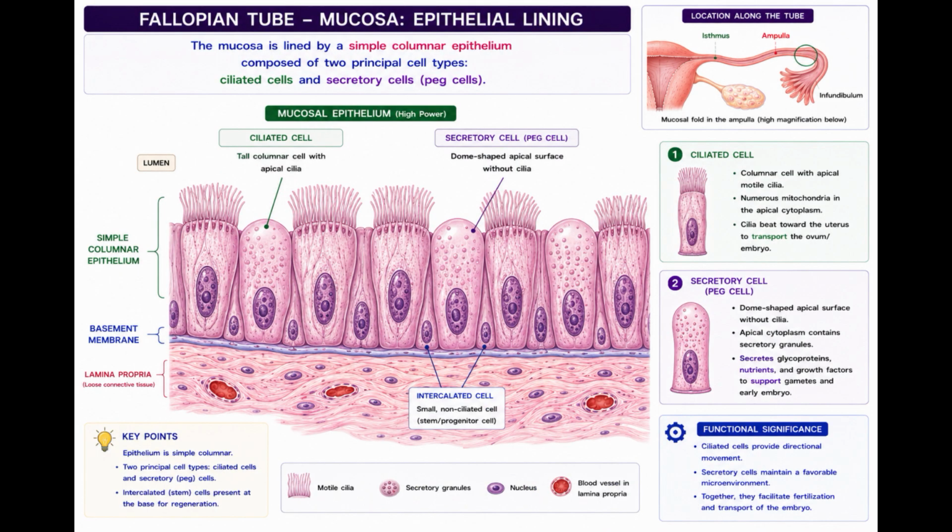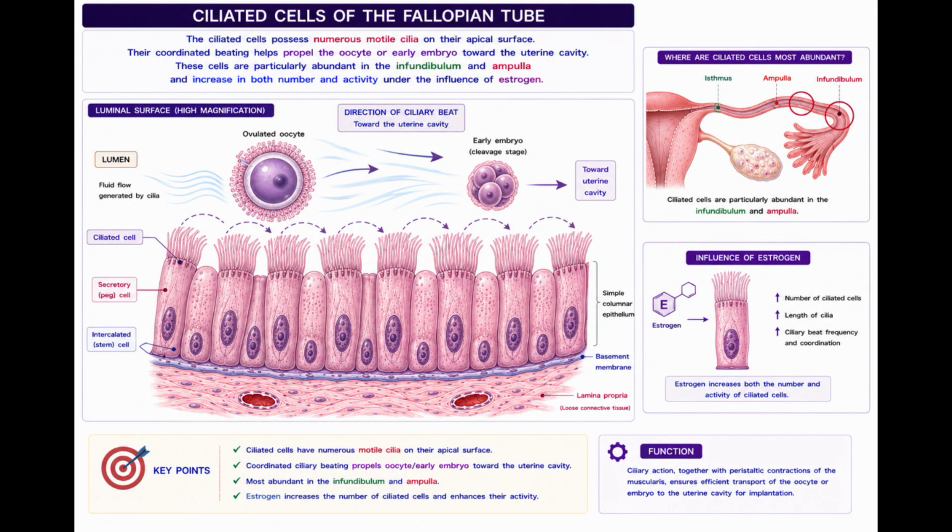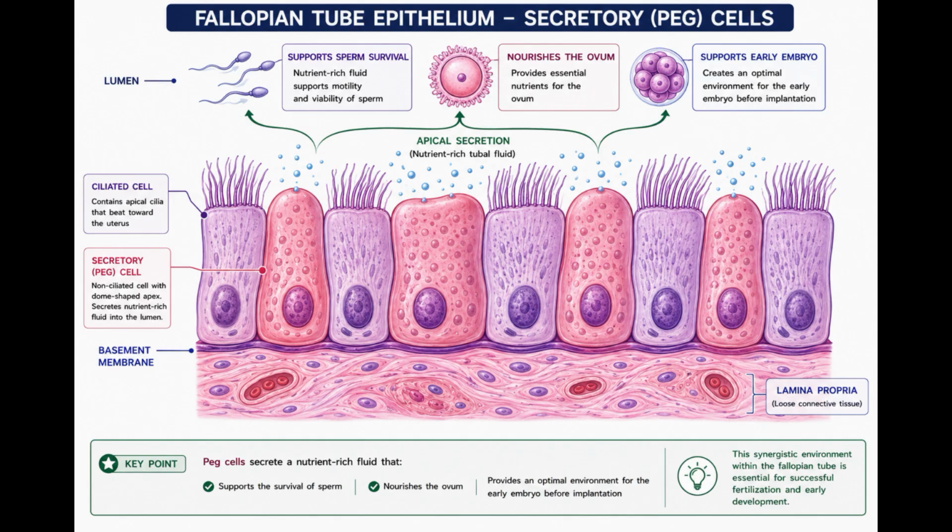The mucosa is lined by a simple columnar epithelium composed of 2 principal cell types, ciliated cells and secretory cells, also known as PEG cells. The ciliated cells possess numerous motile cilia on their apical surface. Their coordinated beating helps propel the oocyte or early embryo toward the uterine cavity. These cells are particularly abundant in the infundibulum and ampulla and increase in both number and activity under the influence of estrogen. Interspersed among them are the secretory, or PEG, cells.